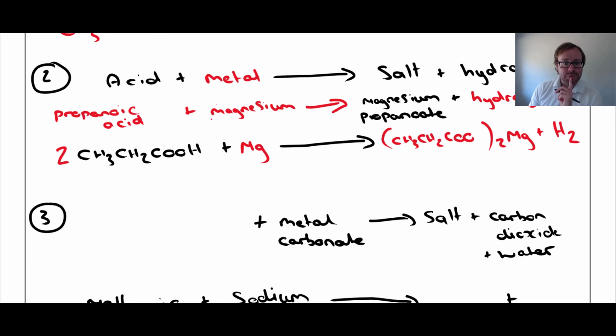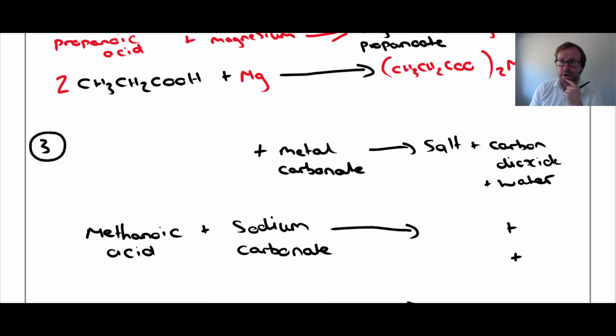You need to know that Mg has a charge of 2+, which means that we're going to need 2 molecules of my propanoic acid, because that only has a 1 negative charge. So my propanoate ion will be in brackets, 2, Mg plus H2. Need to balance it up with 2 moles of propanoic acid on this side. Okay, so a little bit more tricky.